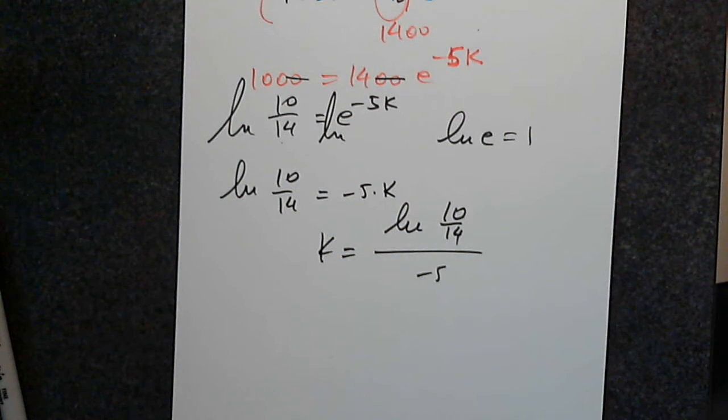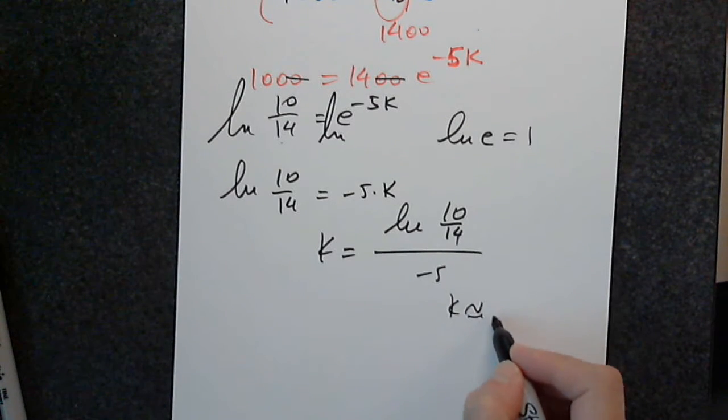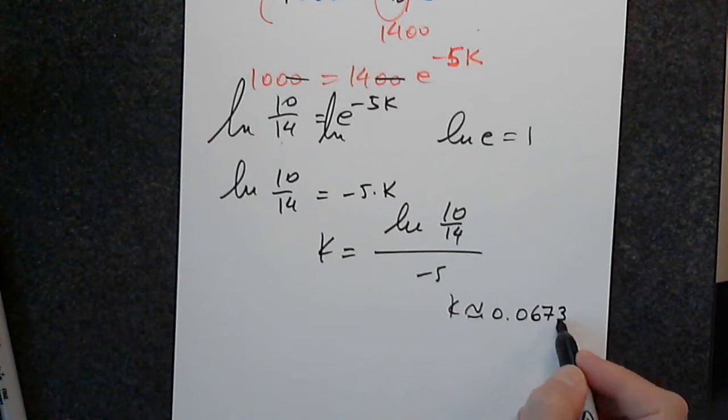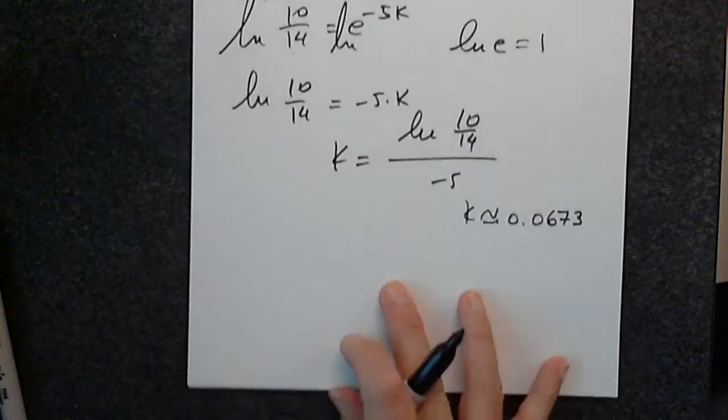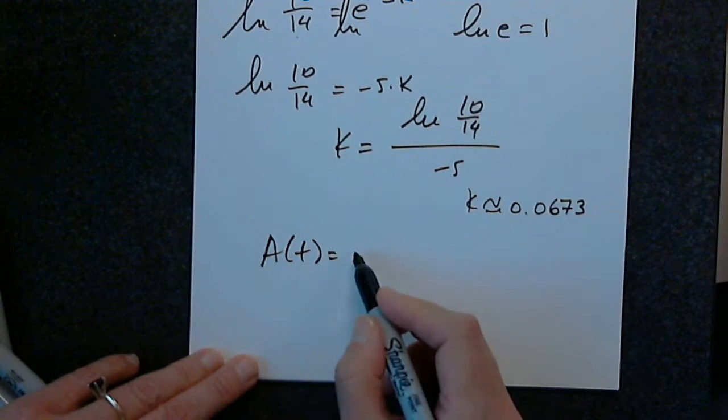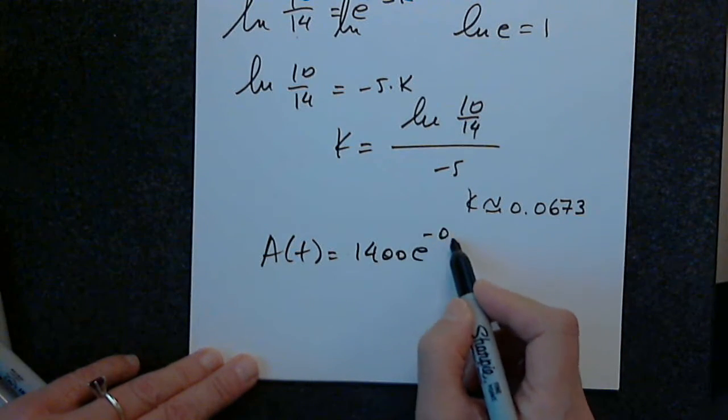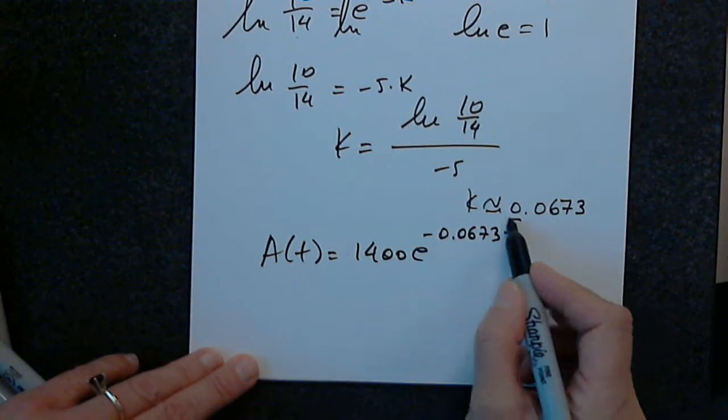We put it in the graphing calculator. So natural log 10 over 14 and divide by, in parentheses, negative 5. So the answer is 0.0673, 4 decimal digits. So approximately k is 0.0673. Okay, so then we have the model. The model is A of t equals 1400 e to negative 0.0673 t.